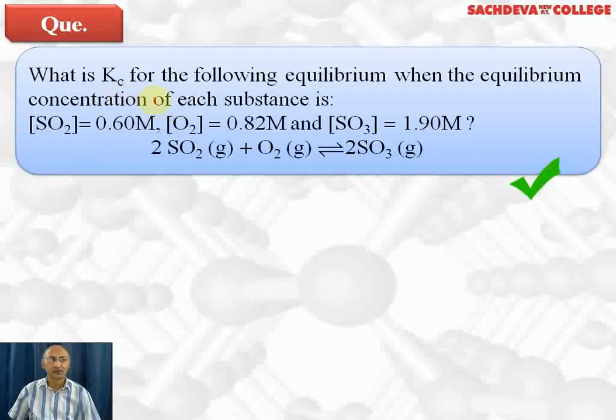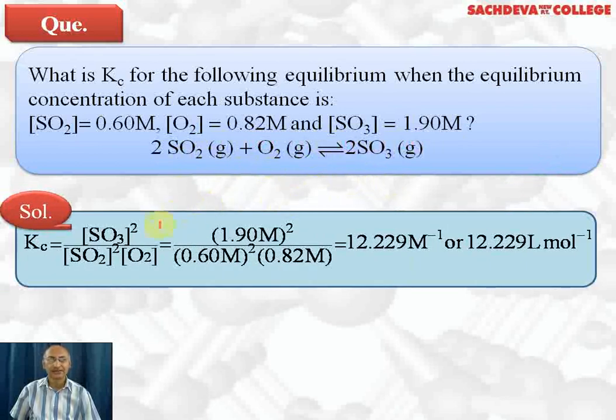Let's take up numericals based on chemical equilibrium. First question: what is the Kc for the following equilibrium when the equilibrium concentration of each substance is: SO2 concentration is 0.6 molar, oxygen molar concentration is 0.82 molar, and SO3 concentration is 1.9 molar. The equation is 2SO2 gas plus O2 gas reversibly gives 2SO3 gas.